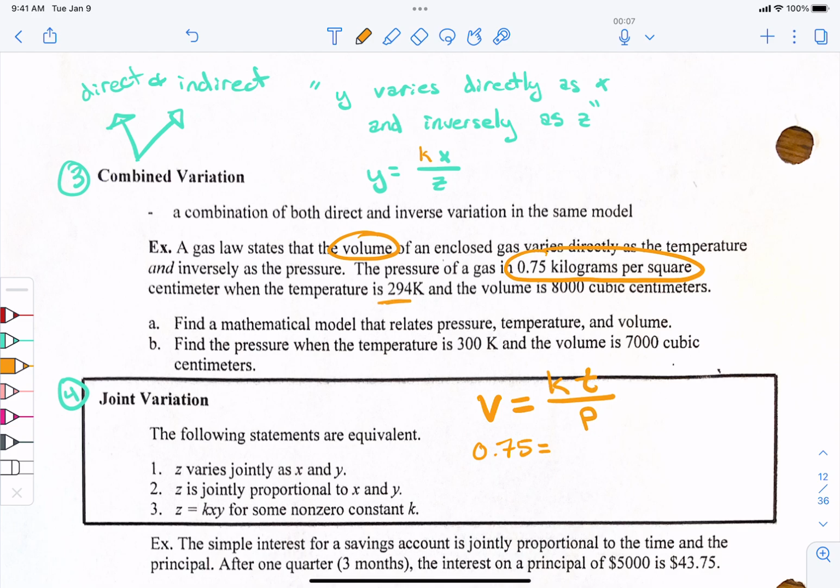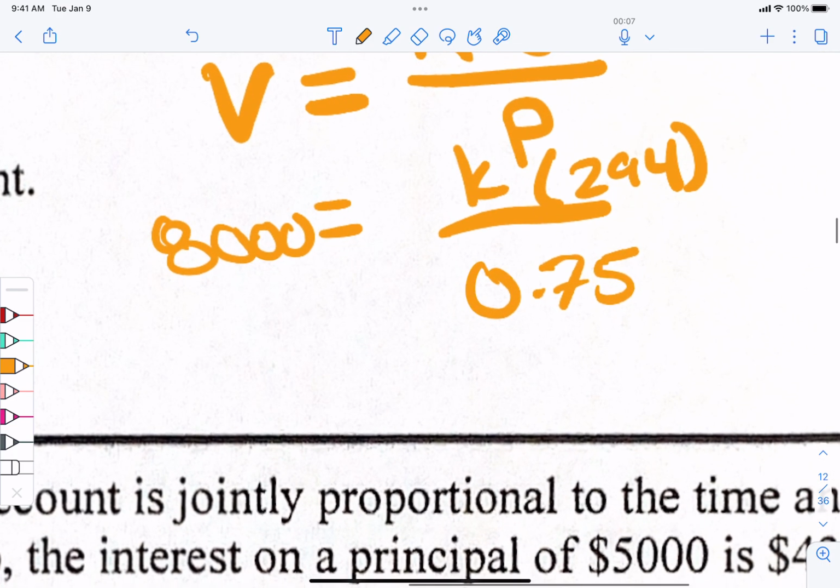Oh wait a second, that is pressure, that was right. This should say the pressure is 0.75, so that's pressure, sorry. Temperature is 294. We don't know K, but we do know 8,000 is the volume, and we have to find K.